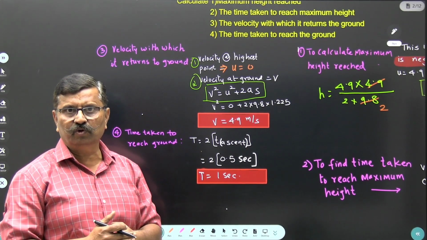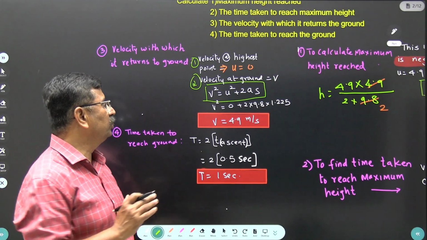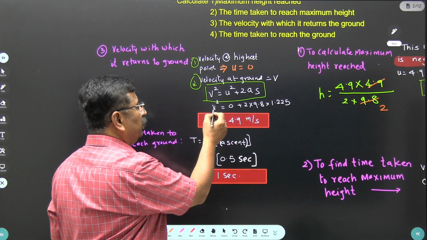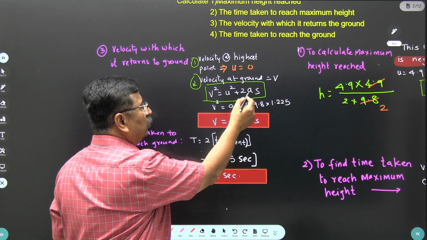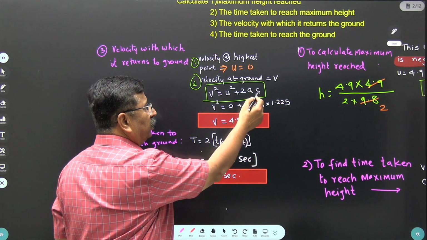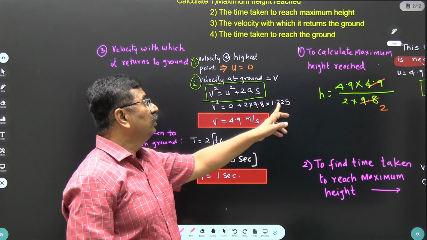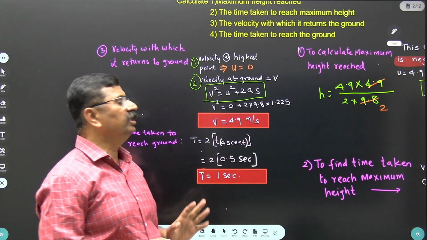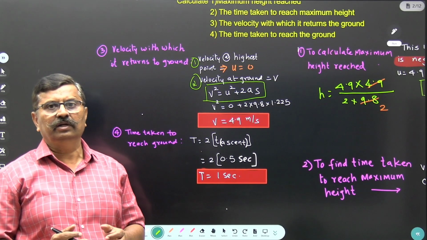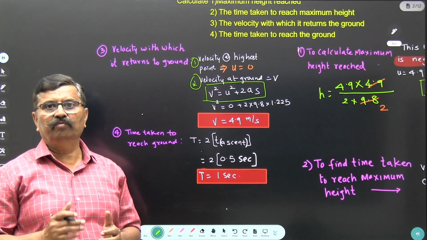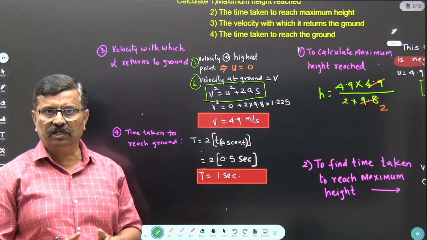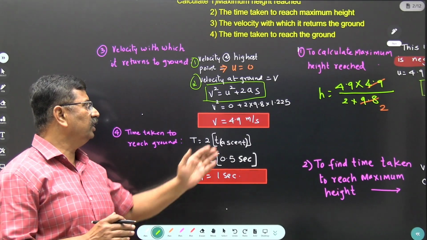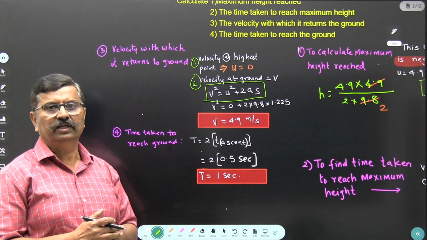Now this is the downward motion, so the value of g is positive. Therefore initial velocity u is 0, v will be as it is, plus 2 into a, which is plus 9.8, into s, which is 1.225 meter. And if you solve this, you will get v is equal to 4.9 meter per second. Means when the stone reaches the ground, its maximum velocity at the ground is 4.9 meter per second.